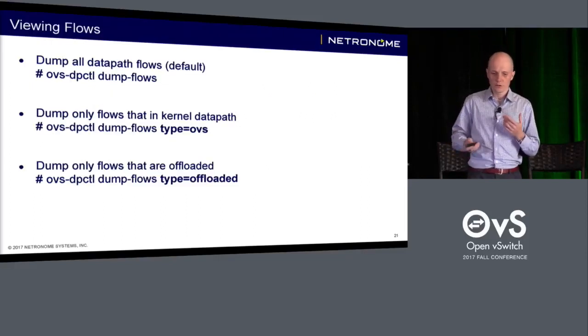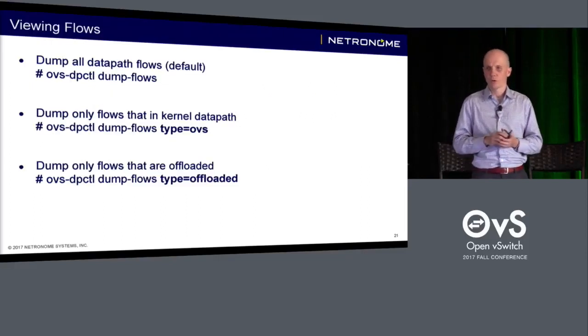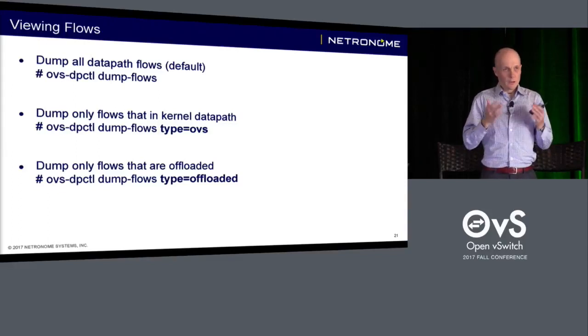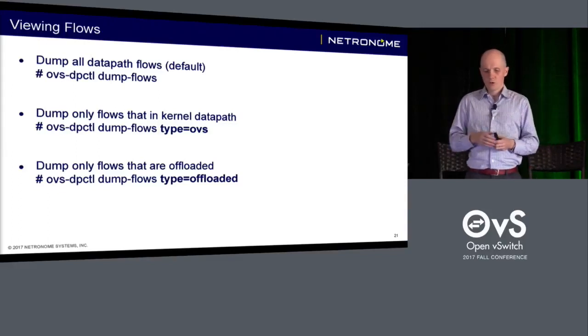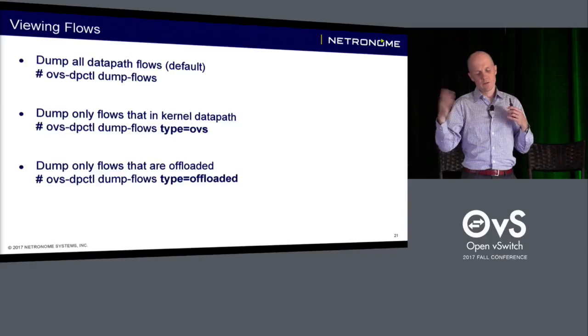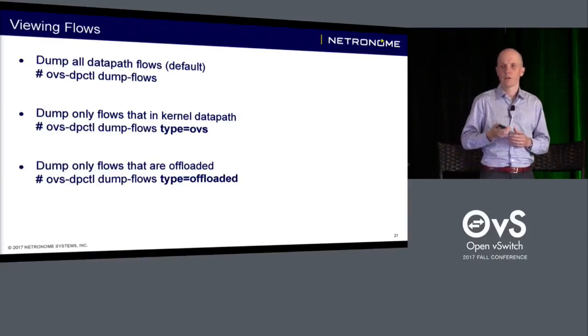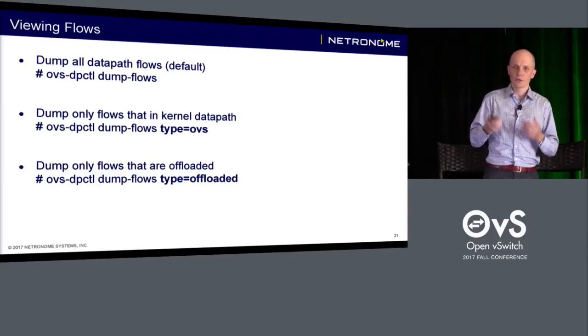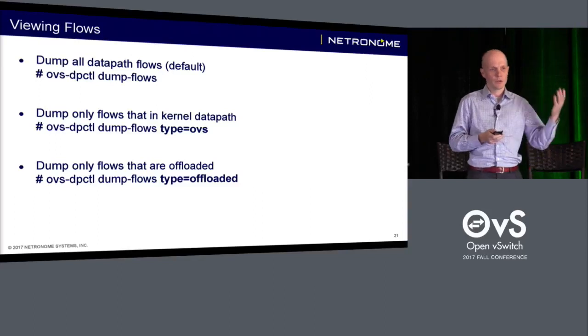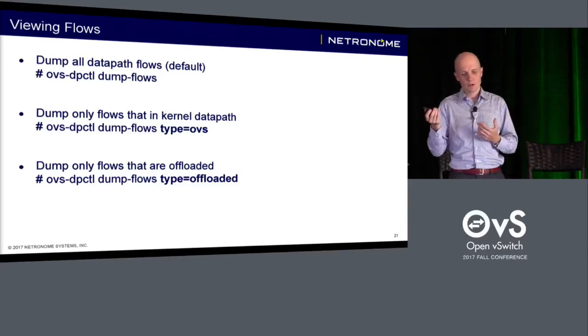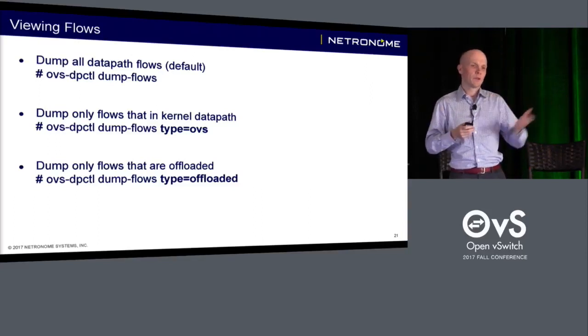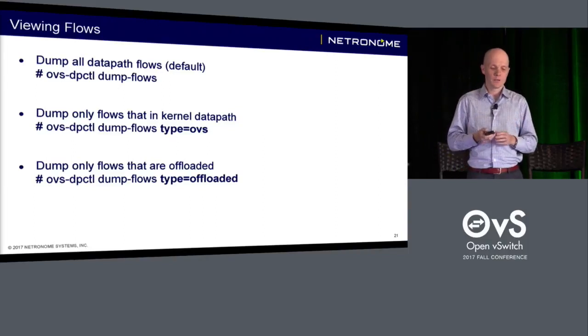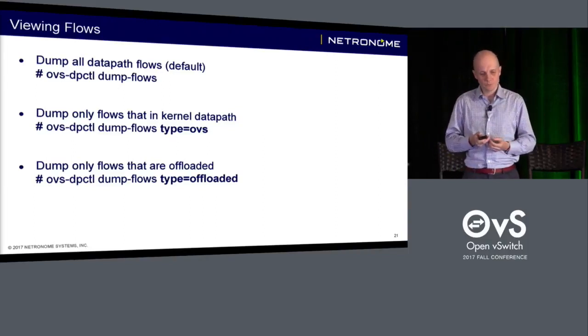We can view the flows. So if you use the normal flow view command, then you just see all the flows as you would normally, but you don't know where they are, if they're software or hardware. So we can provide a filter on the viewing of the flows. If you ask for the OVS flows, this is the software ones. And if you ask for the OVS offloaded, then this is the ones that are being handled by TC.